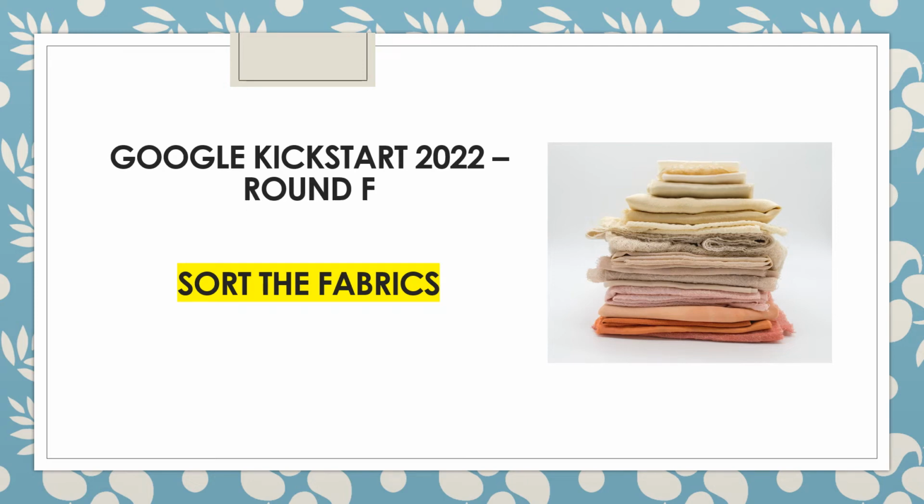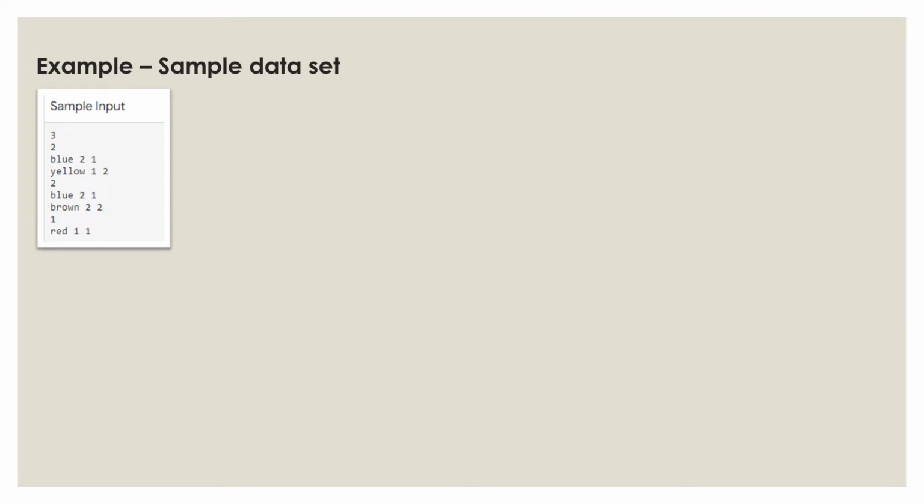So today we will go through the Google Kickstart problem round F, sorting the fabrics. Okay, so I will just start directly explaining the problem from the sample data set so that it is very easy to understand. Okay, so they have given you this sample data set where they have given three sets of fabrics.